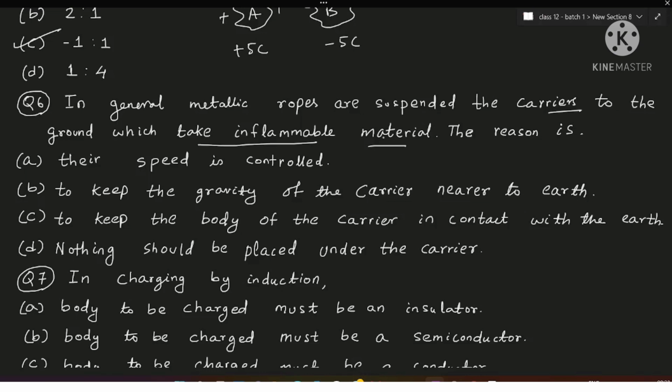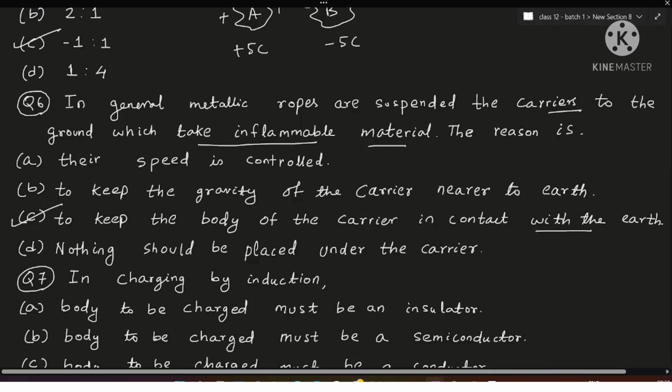Since there are highly flammable materials, there is a much chance of a spark and it may cause fire. So to avoid this, the option will be C, to keep the body of the carrier in contact with the earth, so that as soon as the charge gets developed, it will immediately transfer to the ground and there will be no chance of a spark. Okay, next question.